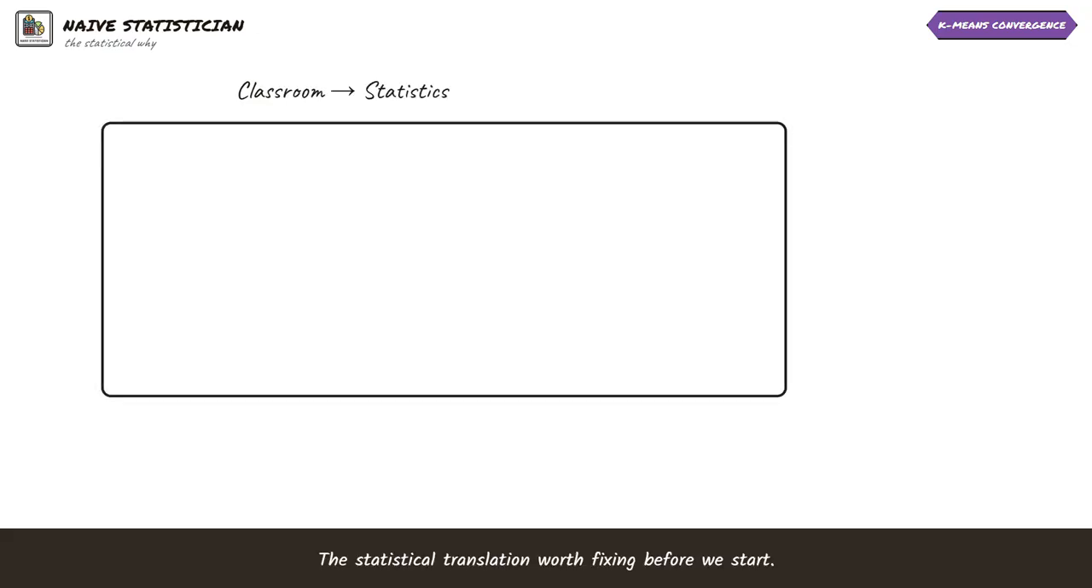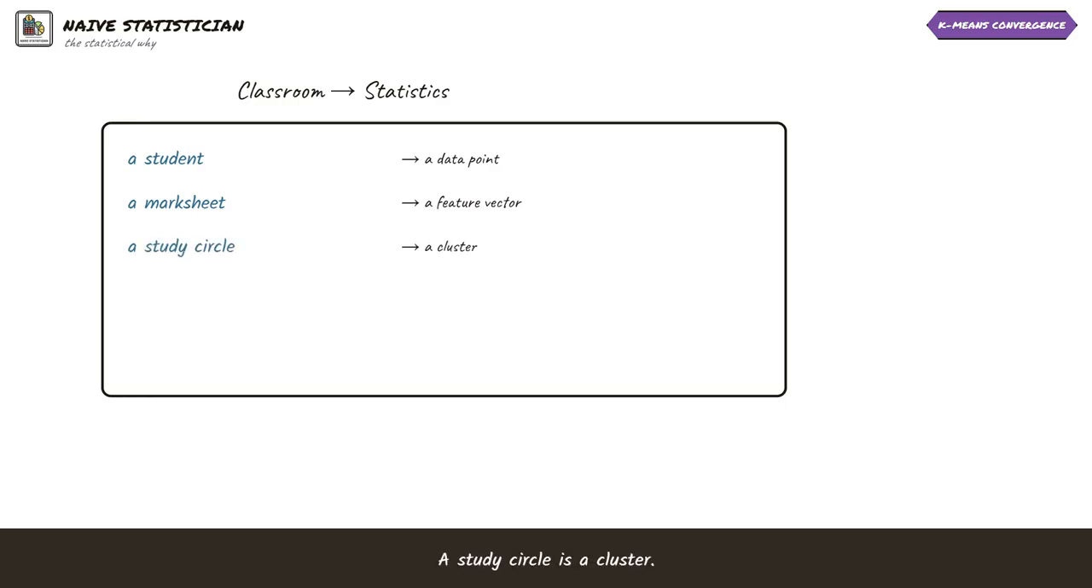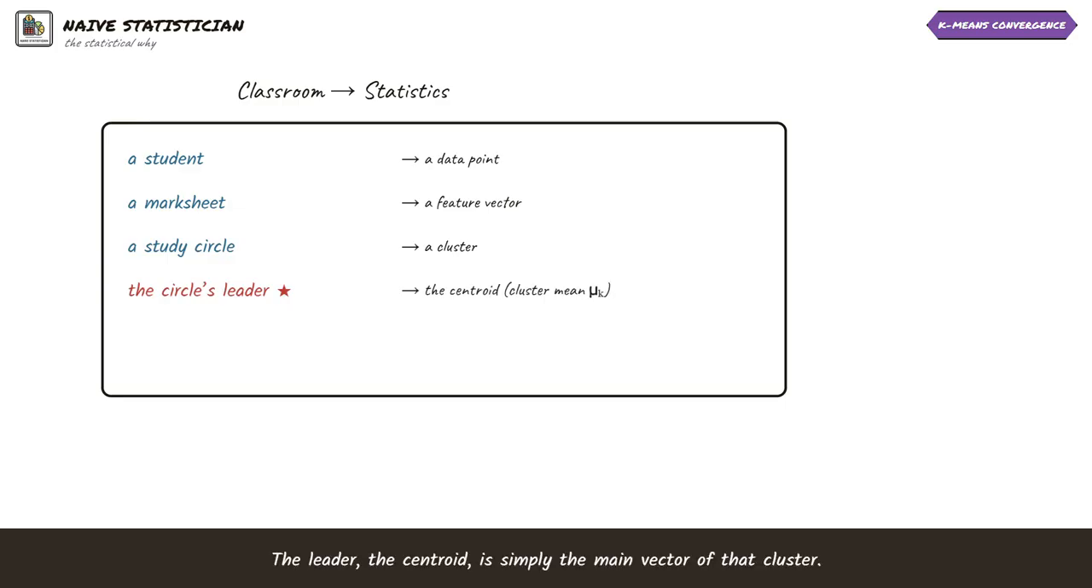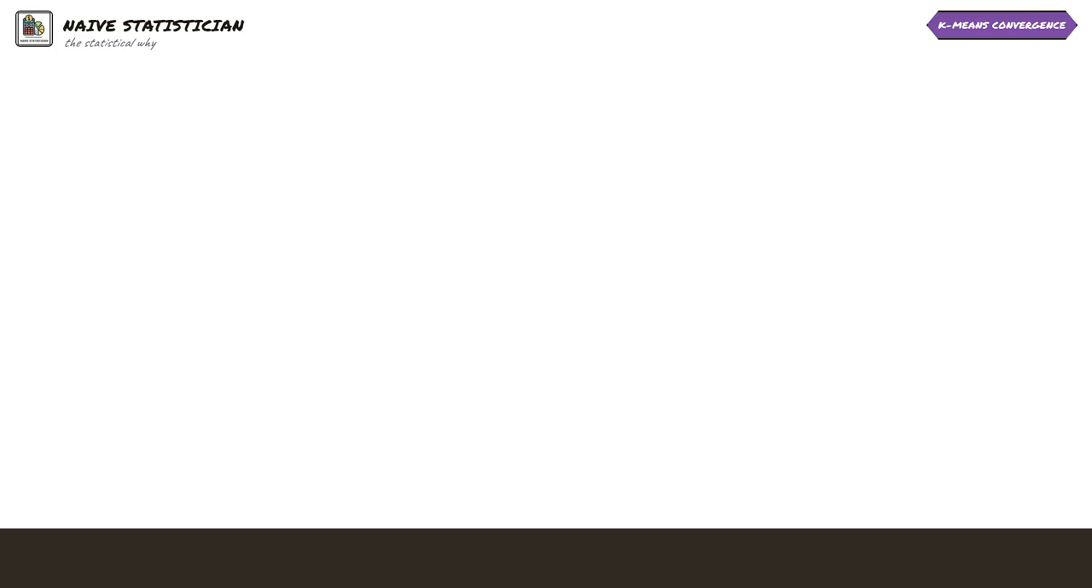The statistical translation worth fixing before we start. Each student is a data point. Their marks across subjects are a feature vector. A study circle is a cluster. The leader, the centroid, is simply the mean vector of that cluster. And K is just how many circles we choose to form.